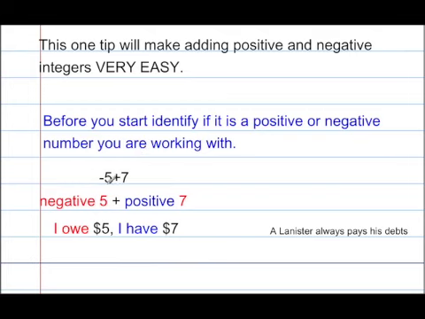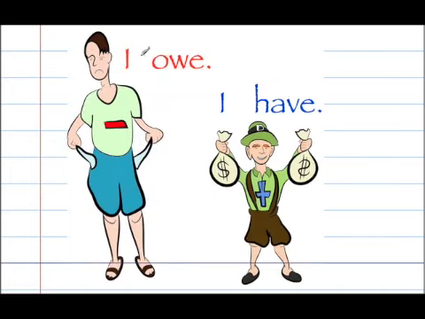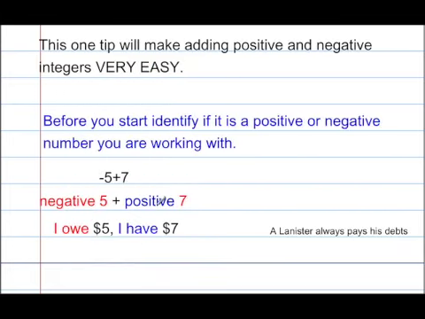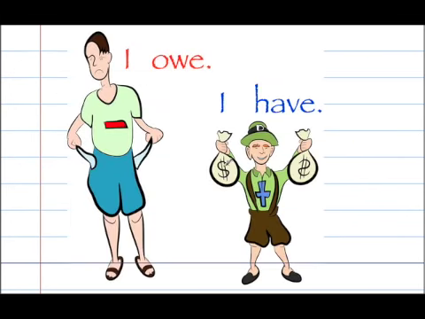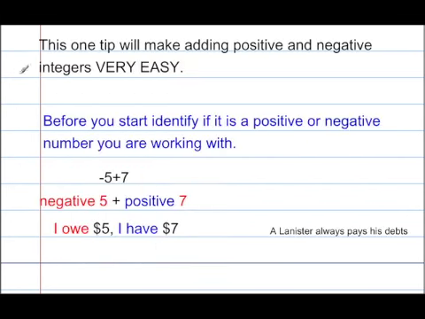So here's a 5. Well, what kind of 5? A negative 5. So if I have negative 5, I'm going to owe $5, right? So negative means that you're going to owe. Okay, positive 7. So if I have a positive 7, that means I'm going to have $7. Okay, so here we have, before I start, I want to figure out what my answer would be.